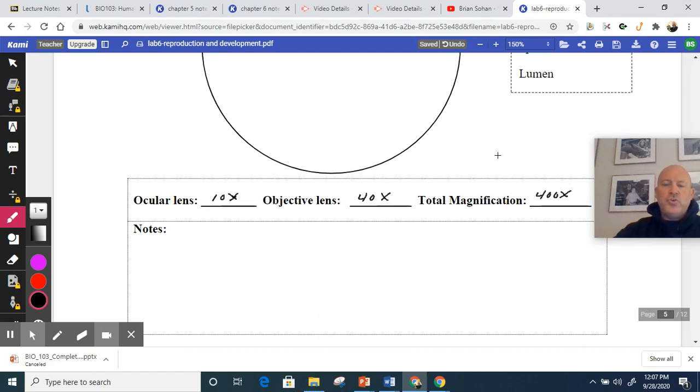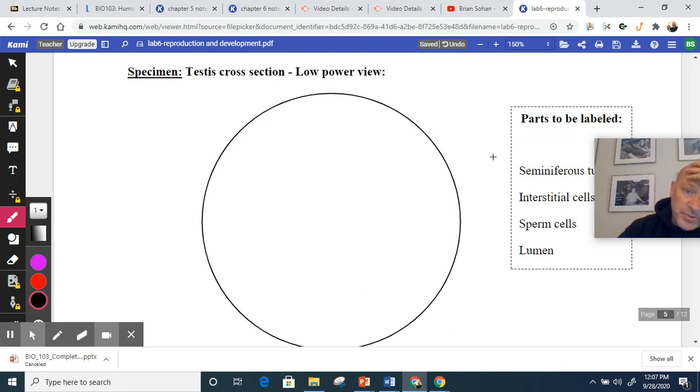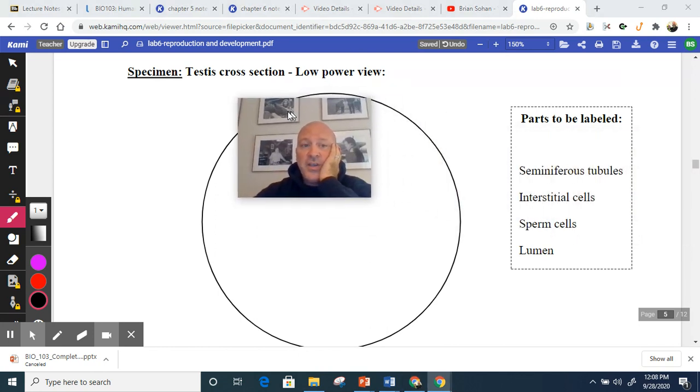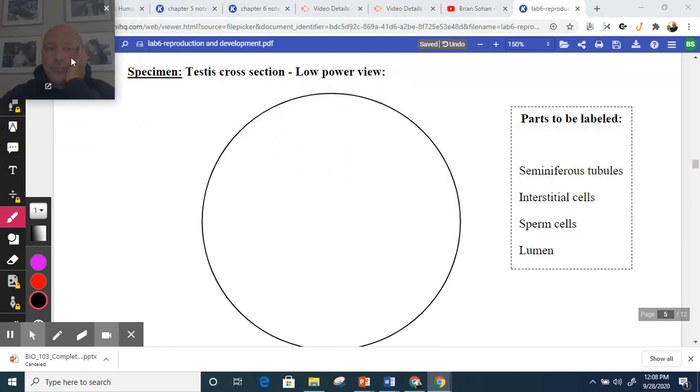All right. So when you draw your seminiferous tubules in this space, draw it to scale as it appears in the picture. Draw it to scale. Label the seminiferous tubule. Label the interstitial cells outside the tubule. Label the cells inside the lumen.